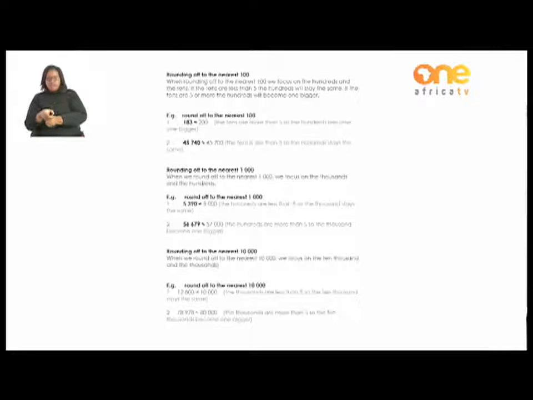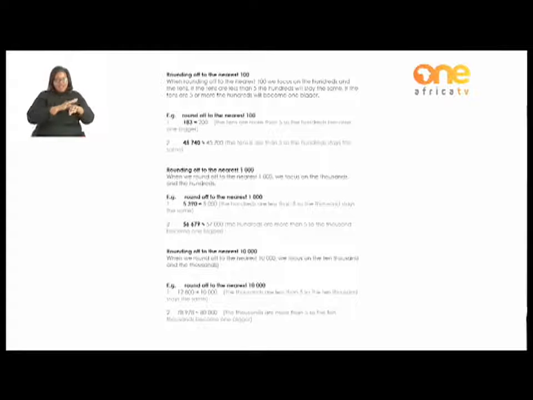For example, rounding off to the nearest 10,000, 12,800 rounded off to the nearest 10,000. Let's read. The thousands are less than 5, so the 10,000 stays the same. My 1,000 is a 2. Are we together, my friend? We see the 1,000 is a 2, and that cannot change the 10,000. The 10,000 stays the same, and 12,800 rounded off to the nearest 10,000 becomes 10,000.